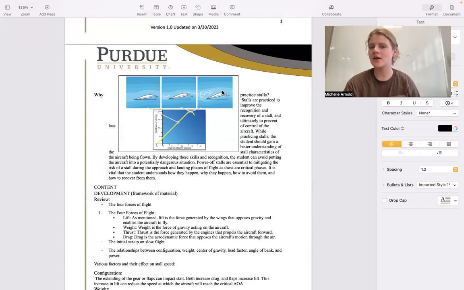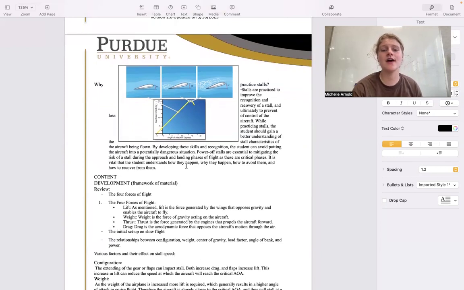So why do we practice stalls? Stalls are practiced to improve the recognition and recovery of a stall, and ultimately to prevent the loss of control of the aircraft. While practicing stalls, the student should gain a better understanding of the stall characteristics of the aircraft being flown by developing these skills and recognition. So by practicing it, we can easily identify when the stall is happening, and we'll talk in a minute about the signals of identifying a stall. And then we can also practice what to do if we are in that stalled configuration and how to recover from it.